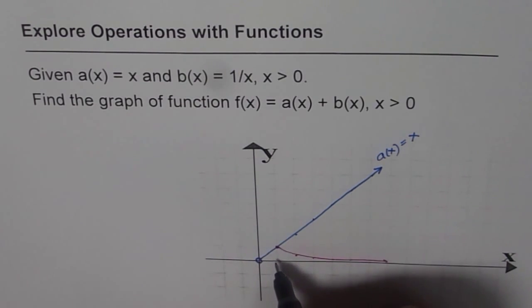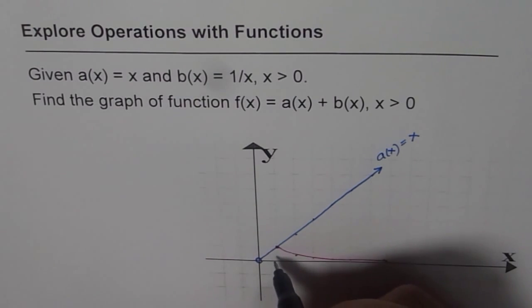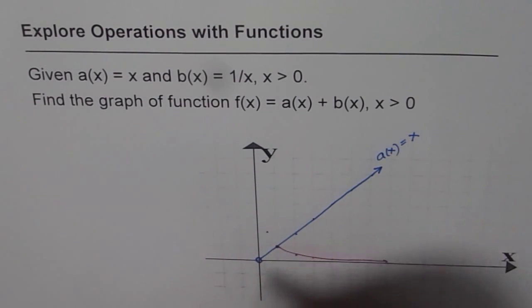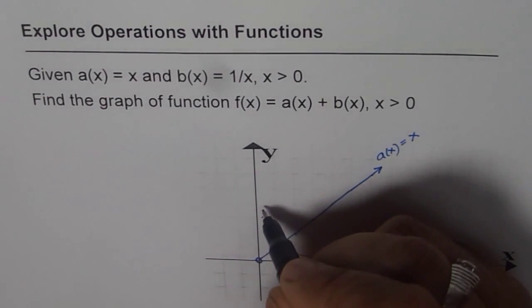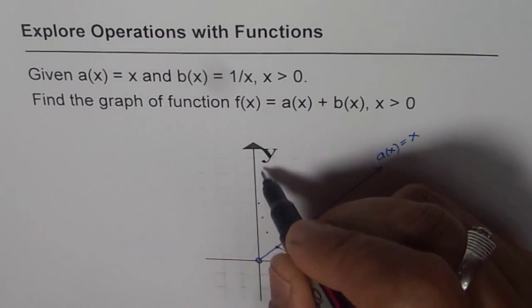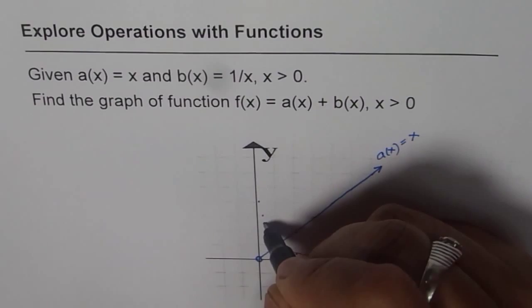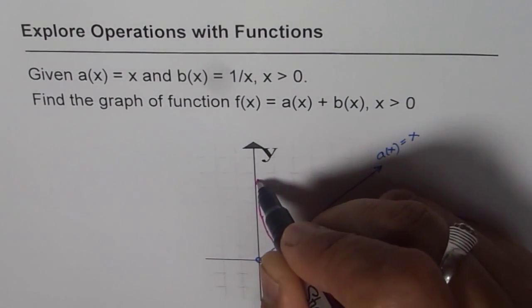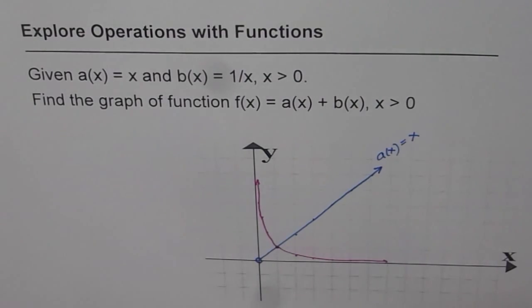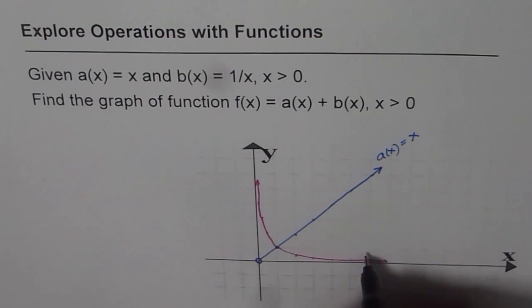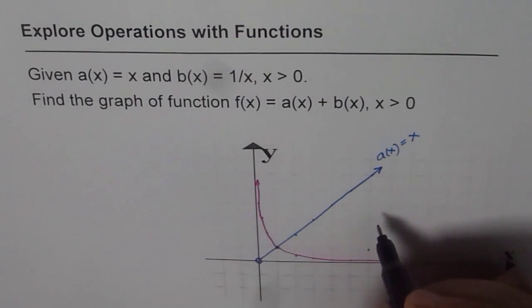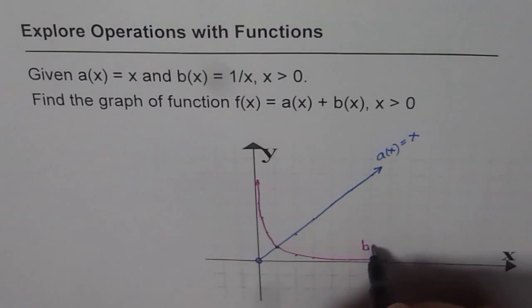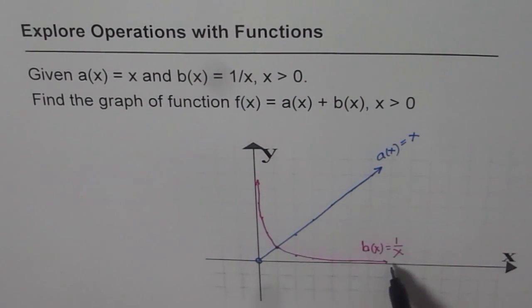As the value of x is less than 1, let us say x is half. In that case, b of x will be 2. If x is 1/3, it will be 3. 1/4, it will be 4. So it is approaching the y-axis. Y-axis, in fact, is the vertical asymptote for the reciprocal function, right? So that is our function b of x equals 1 over x, correct? I haven't gone into details of sketching these functions, as you know that by this stage.